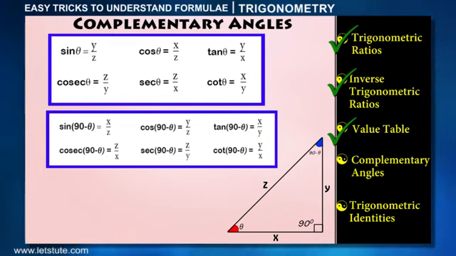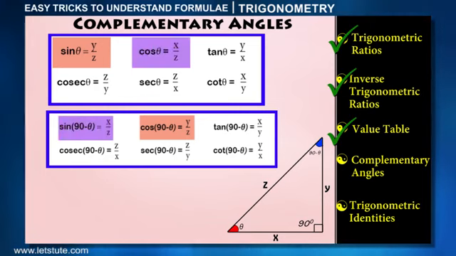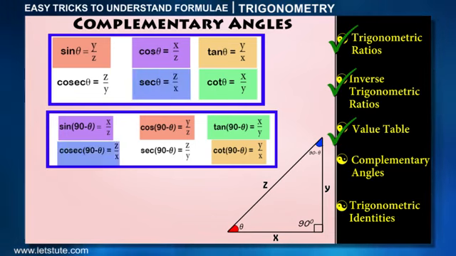So what we observe here? We observe that the value for sine theta and cos 90 minus theta are same. Then cos theta and sine 90 minus theta are equal. Similarly, the value of tan theta and cot 90 minus theta are equal. Cot theta and tan 90 minus theta are equal. Same thing happens with cosec and sec too.